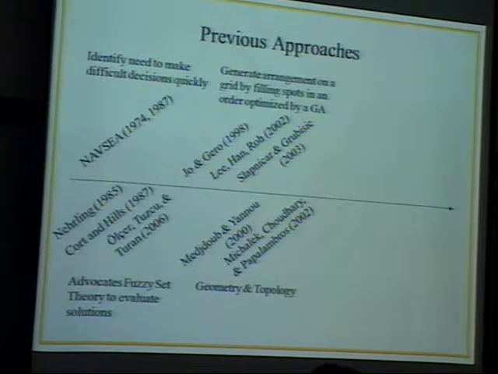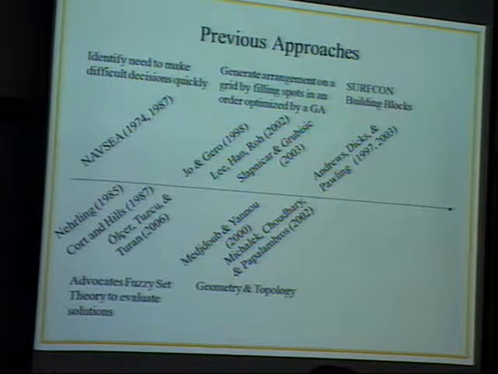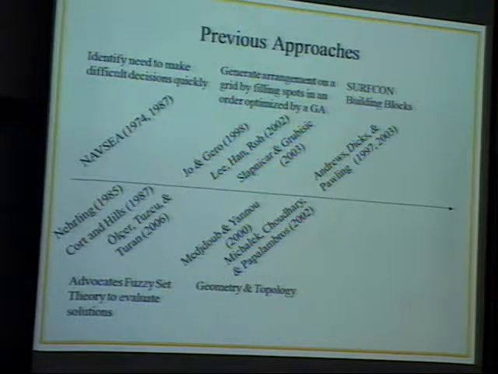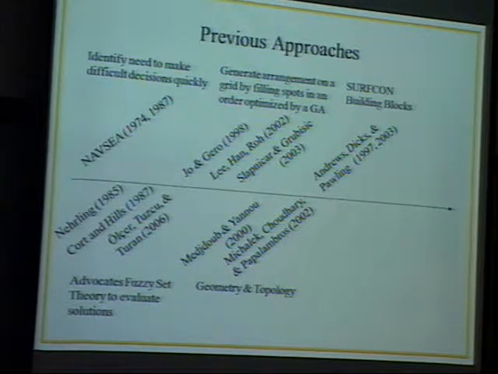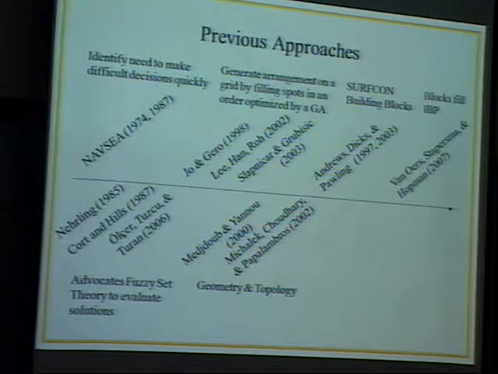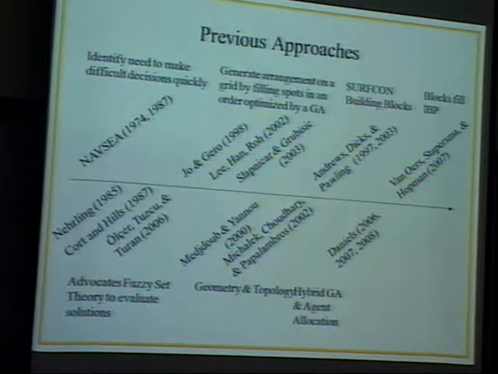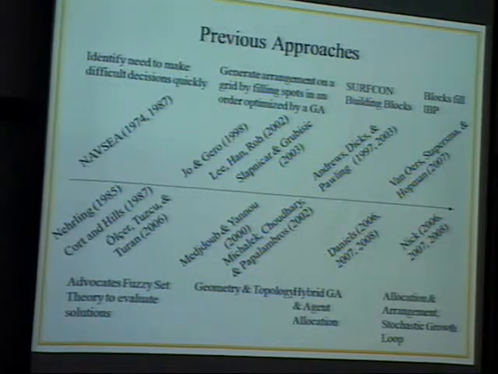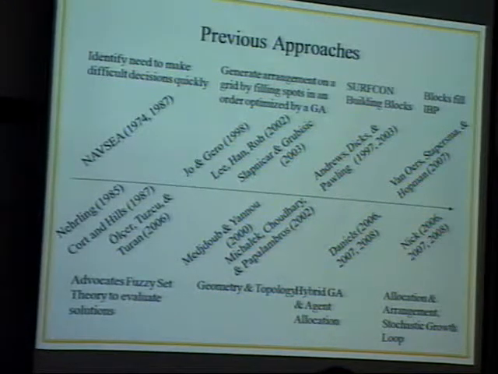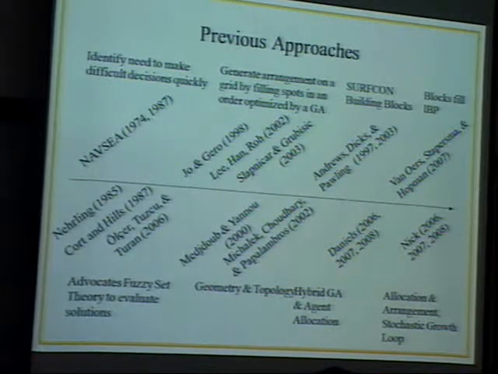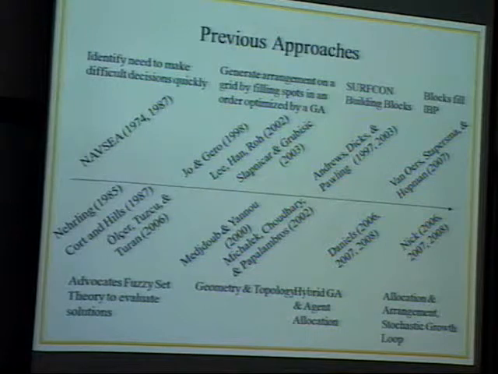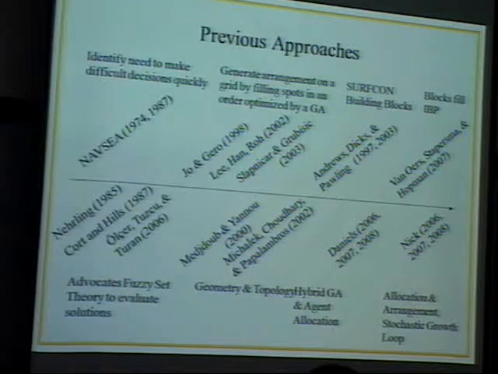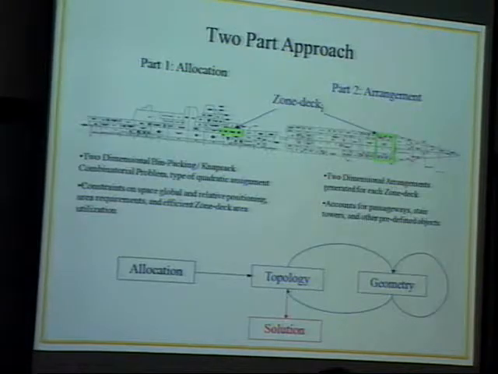This one shows the history of surface ship initial arrangement design. There are many approaches, but this one is utilizing a stochastic loop, mostly utilizing fuzzy and genetic algorithm.